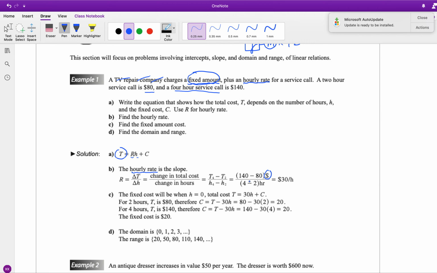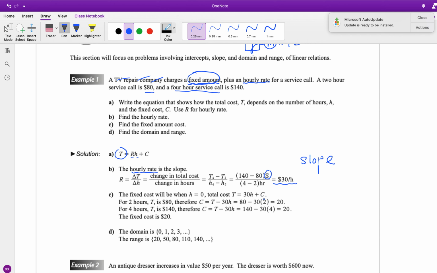And then how many hours? Now here, in this case, you calculate the slope of this function. Now the slope is also the hourly rate, right? Now we can put this hourly rate back here to calculate the fixed cost.